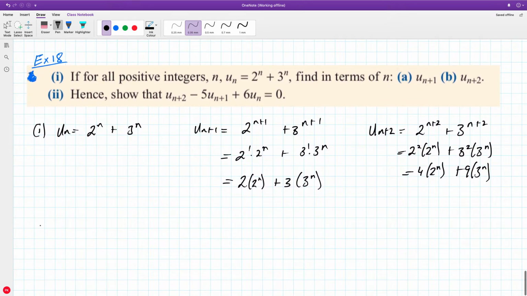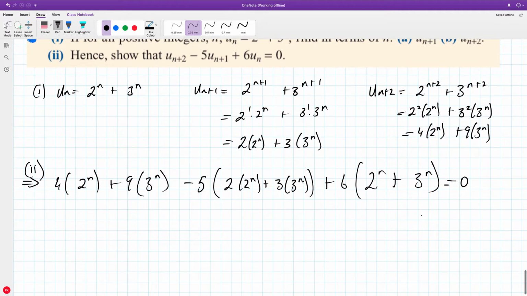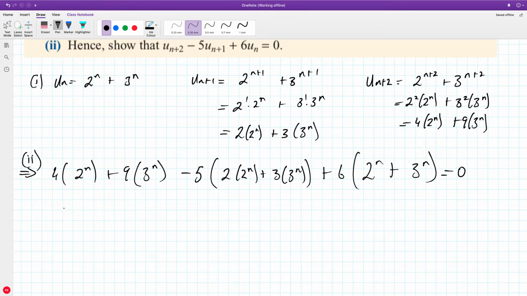Right, then Un plus 2. So that's 4 times 2 to the power of n plus 9 times 3 to the power of n, minus 5 by 2 times 2 to the power of n plus 3 times 3 to the power of n, plus 6 times 2 to the power of n plus 3 to the power of n, and we have to show that's equal to 0. We all okay so far?